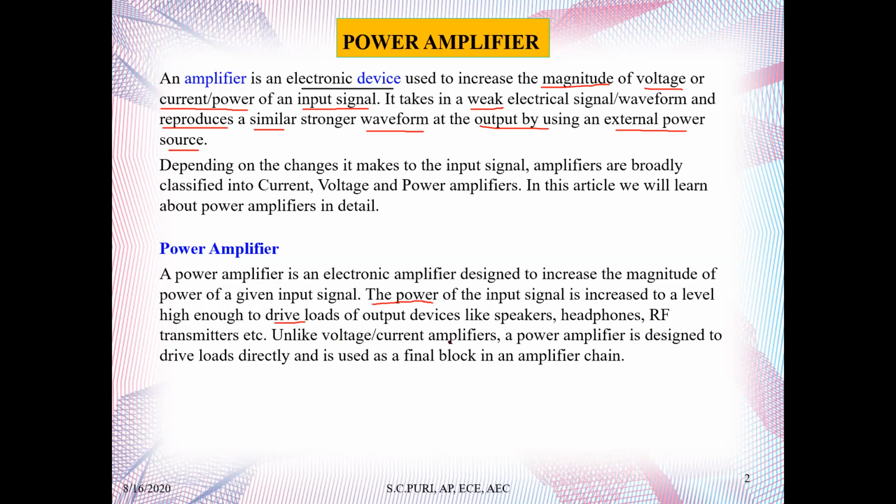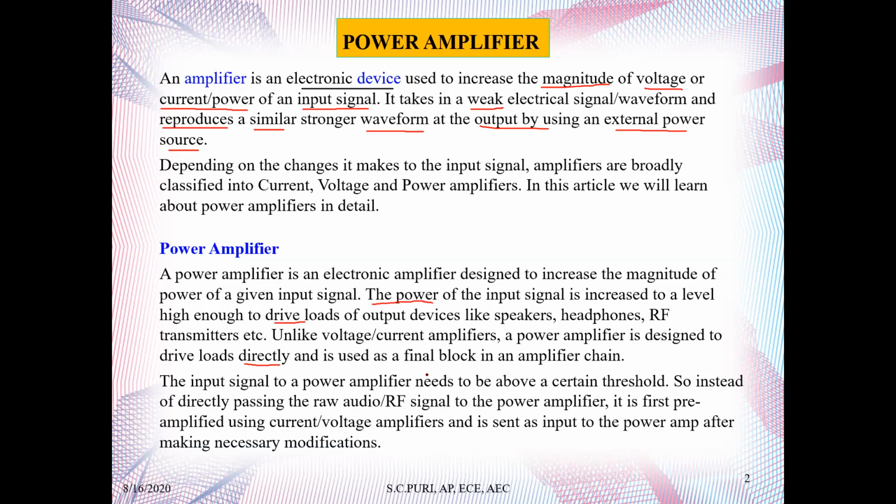Unlike voltage or current amplifier, a power amplifier is designed to drive load directly and is used as a final block in the amplifier chain. The input signal to a power amplifier needs to be above a certain threshold. So instead of directly passing the raw audio or RF signal to the power amplifier, it is first pre-amplified using current or voltage amplifier and is sent as input to the power amplifier after making necessary modifications.